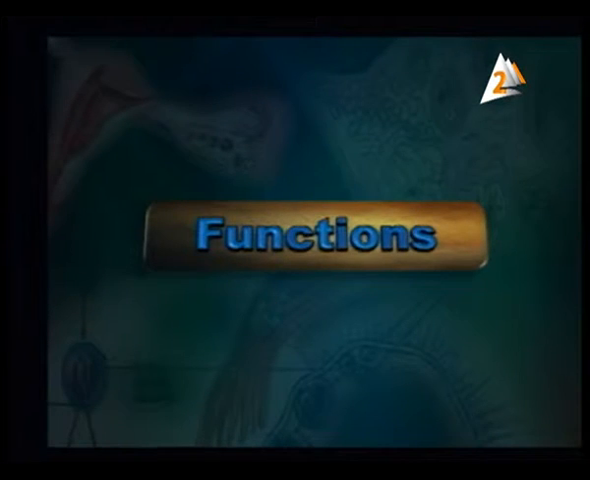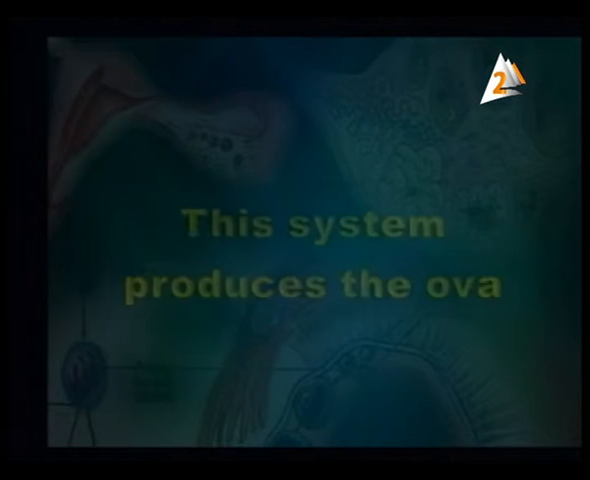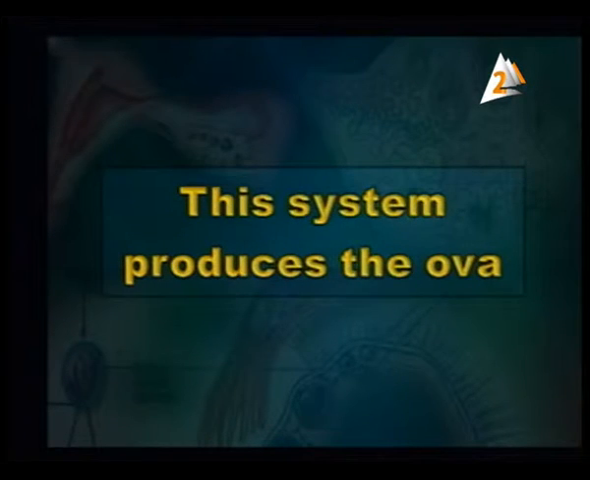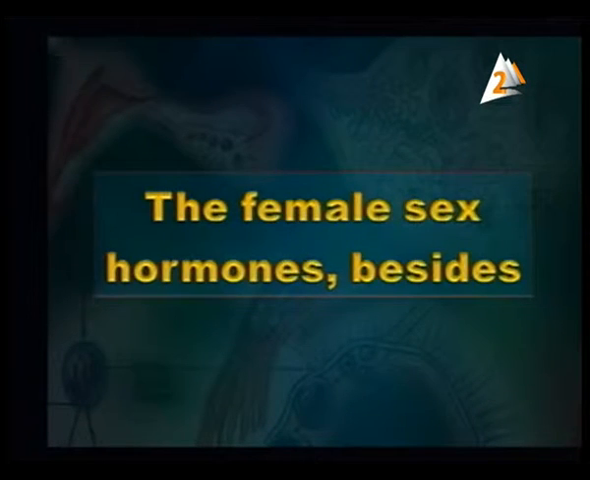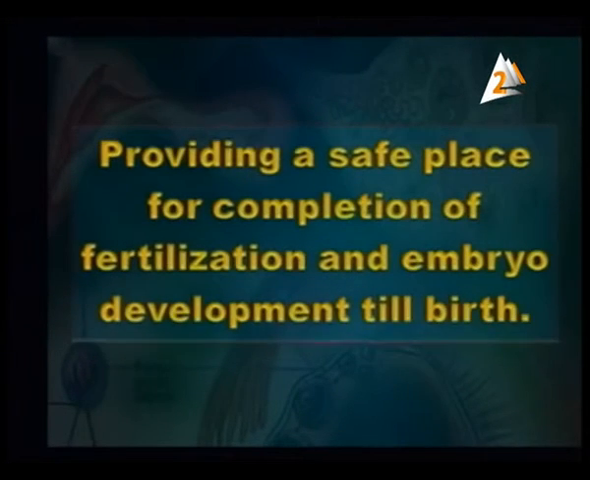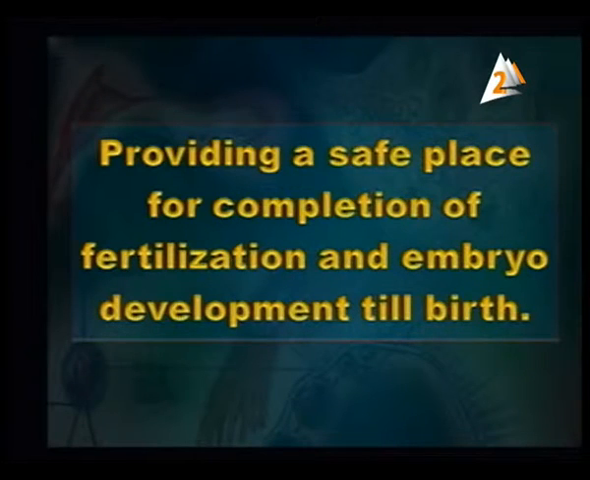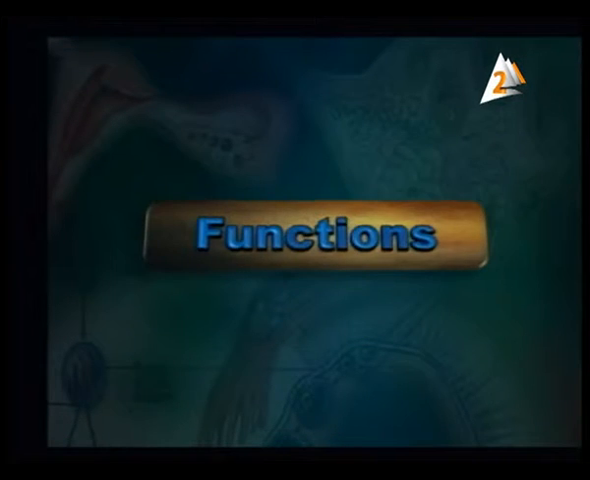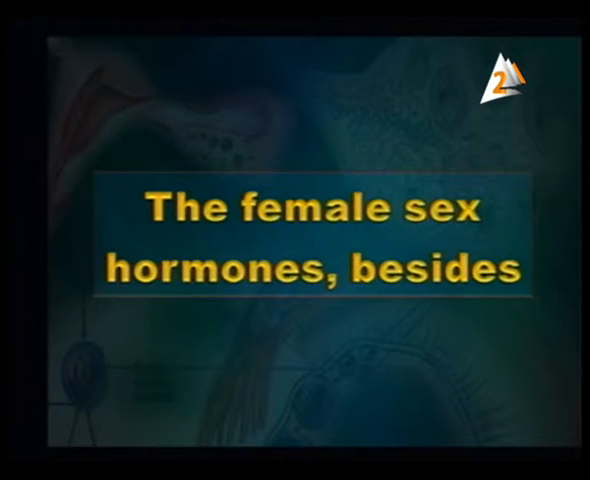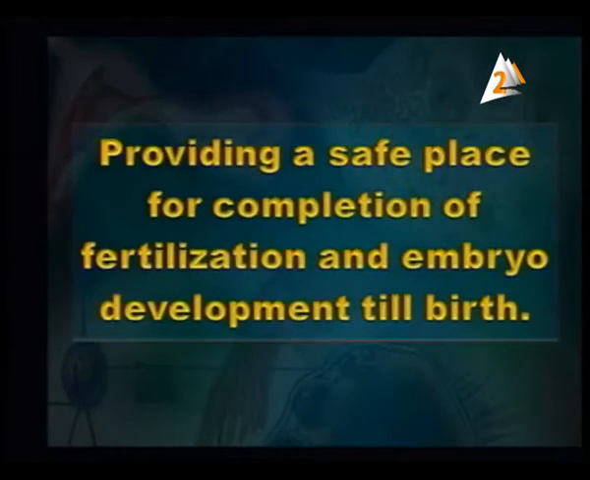The function of this genital system is to produce the ova and the female sex hormones, progesterone and estrogen, providing a safe place for completion of fertilization and embryo development till birth. So the functions of this genital system are the production of ova, female sex hormones, and the completion of fertilization and embryo development.